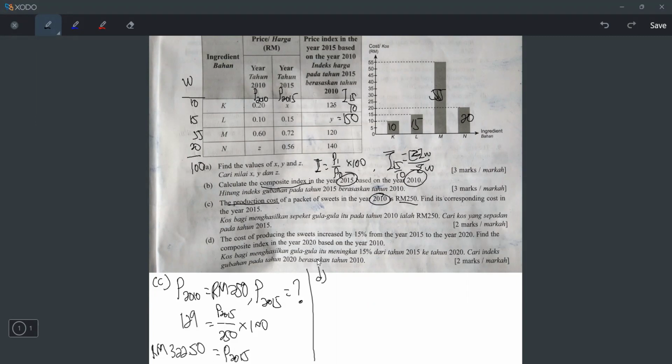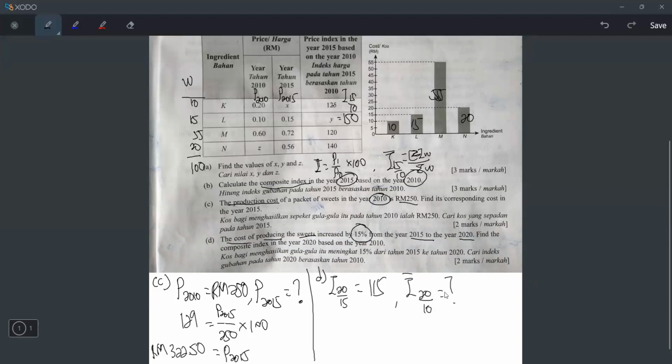Okay, we can continue. So the last question already. Let's go, number D. The cost of producing the sweets increased by 15% from 2015 to 2020. Okay, what are they trying to tell me here? They are trying to tell us the I for 20 over 15. Agree, class? Because they say from 15 to 20 increase 15%, means they're trying to tell you the I of 2015 will be 115. And then find the composite index, means the I dash for 2020 based on 2010.